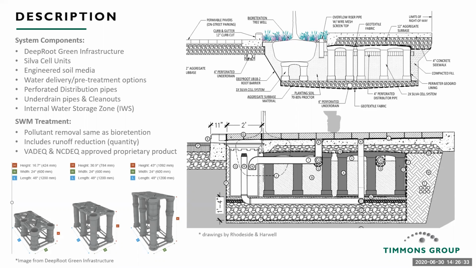Another optional feature, shown at the bottom, is an internal water storage zone. So during times of drought, or when there's not a lot of rainfall during the summer and not a lot of irrigation going on, you can allow for a space for water to be held so that the root systems above have an opportunity to get to some of those locations.